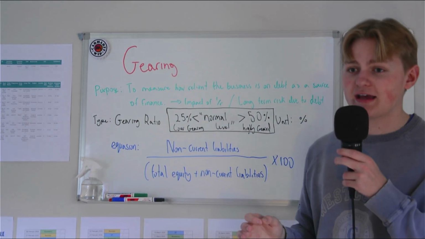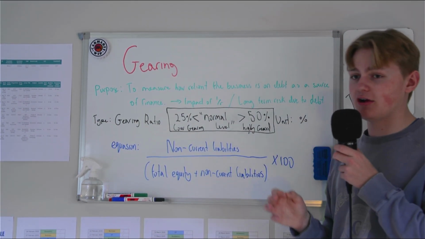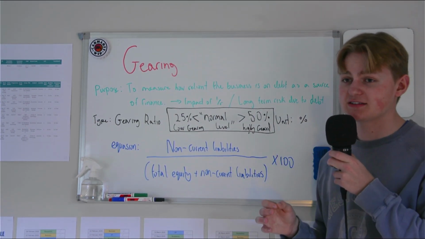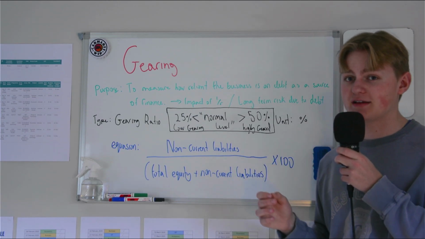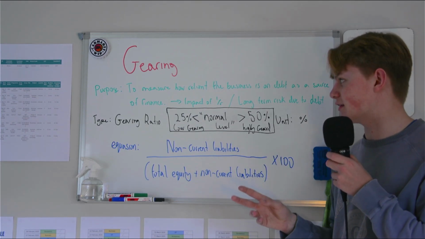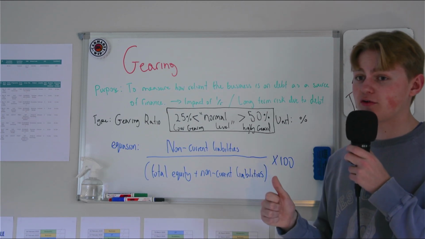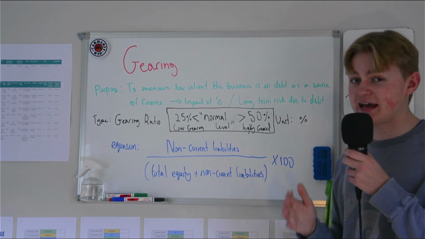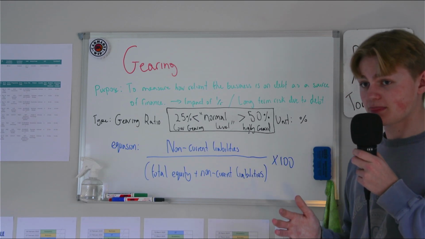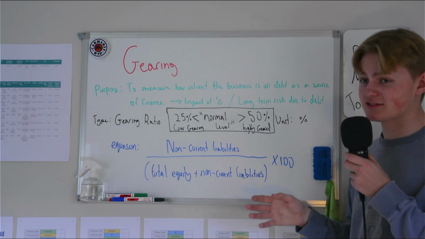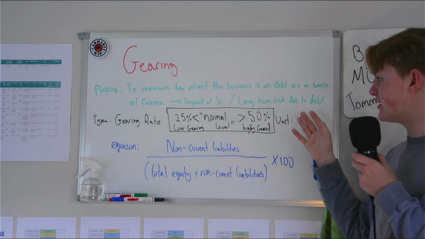Okay, the next one we're going to look at is gearing. So what is the purpose of gearing? Well, it's to measure how reliant the business is on debt as a source of finance. Now, that allows us to ascertain 2 things. Firstly, the impact of a change in the interest rate. If interest rates increase and we're highly geared, that means our debt repayments are going to increase, increasing our costs. It also allows us to tell if there's any long-term risk due to debt.